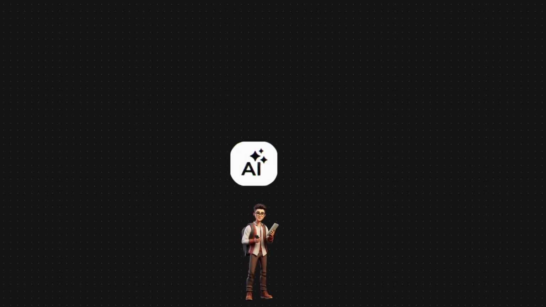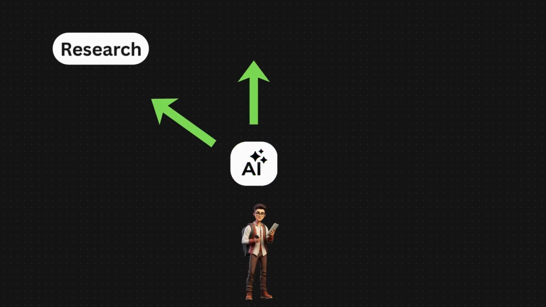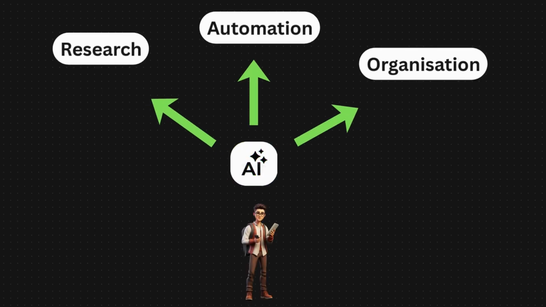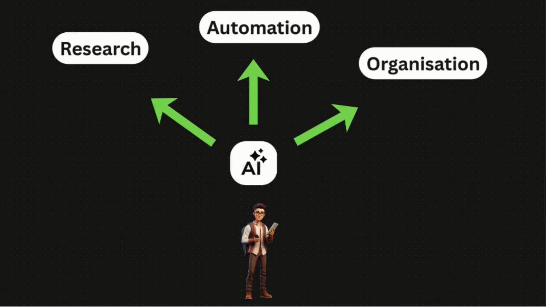Let me be honest, it's 2026. If you're not using AI as a student, then you're losing potential. You don't need to be studying longer, you just need to be studying smarter. Smart students are using AI in order to research faster, automate repetitive work, and organize their entire academic life.